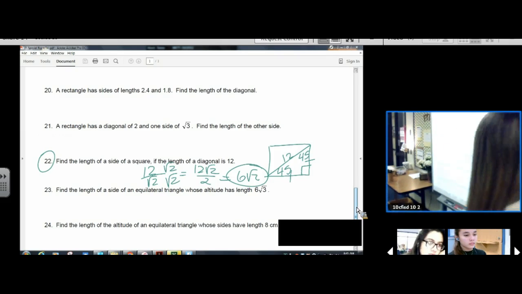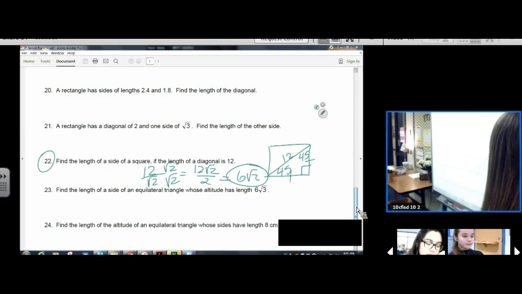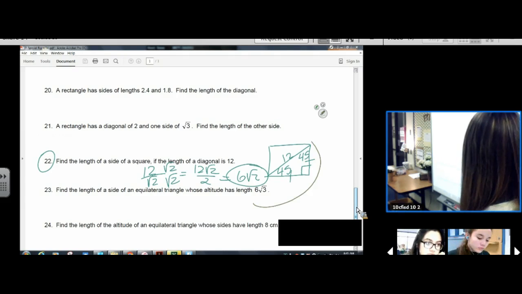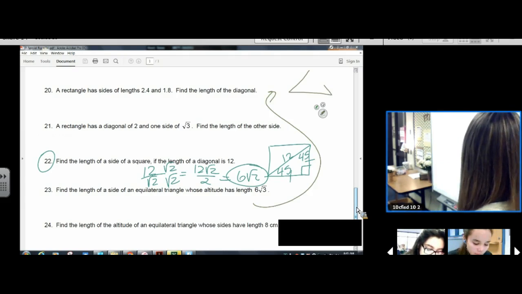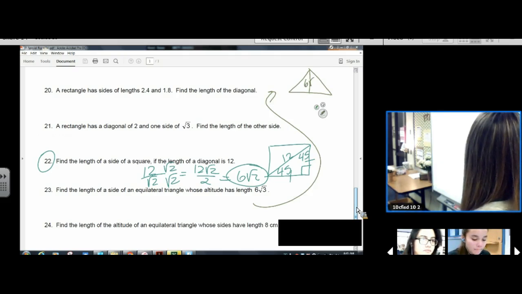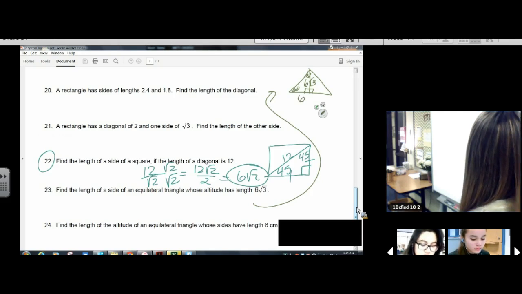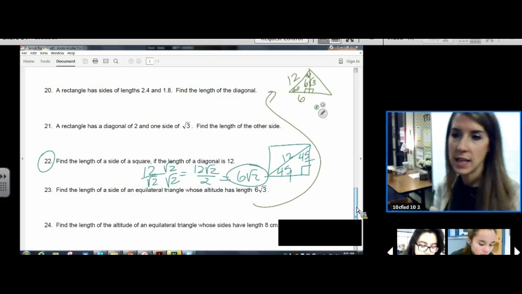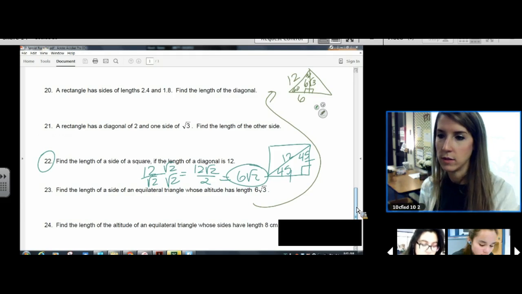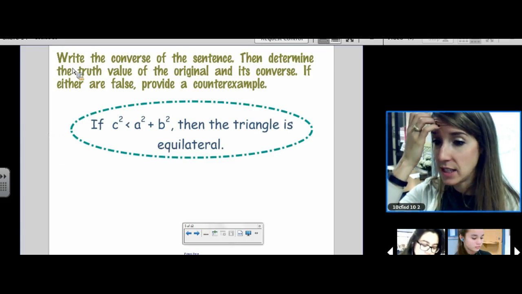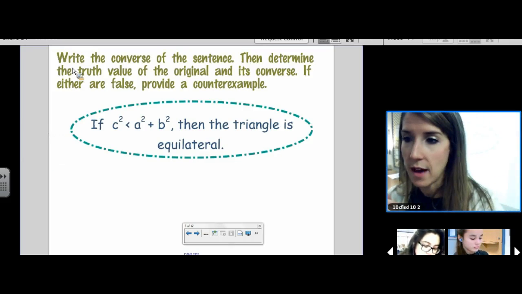Okay, last one, 23. Find the length of a side of an equilateral triangle whose altitude has length 6 root 3. I'm pretty sure we did something really similar to this in the warm-up. This is our 60, this is our 30, this is our 90. So across from 30 is 6, and across from 90 would be 12. 6 root 3, 12.